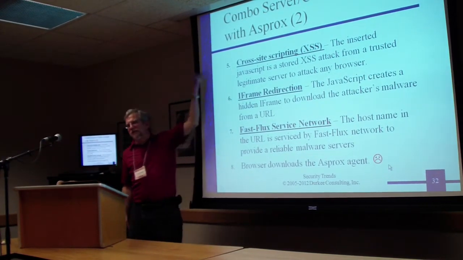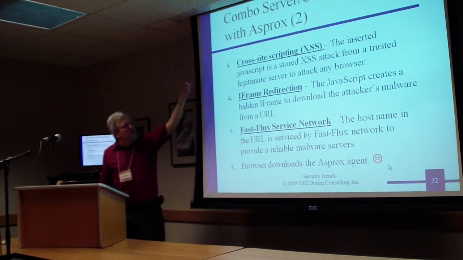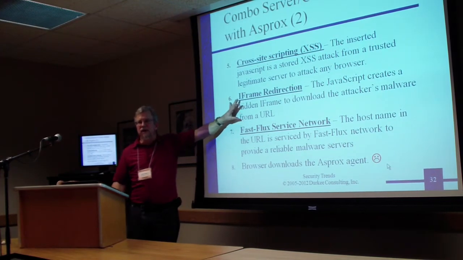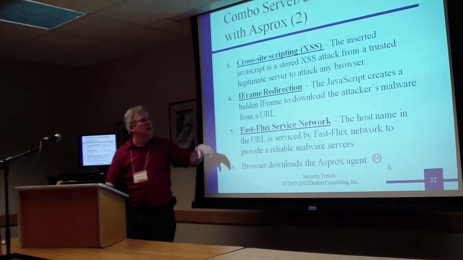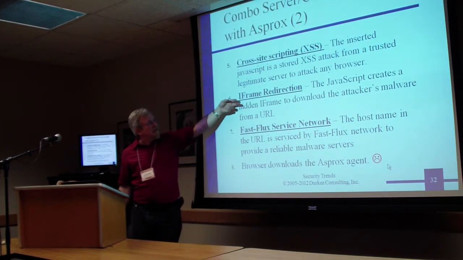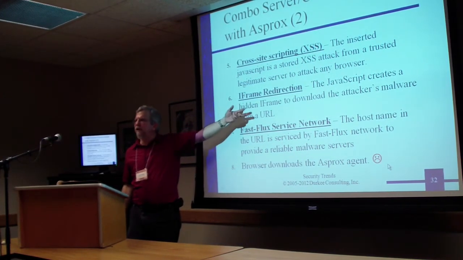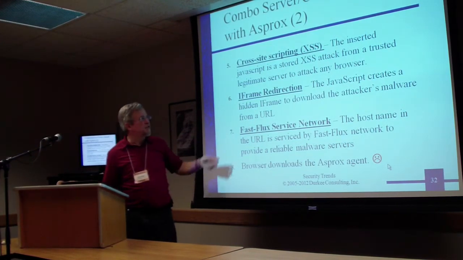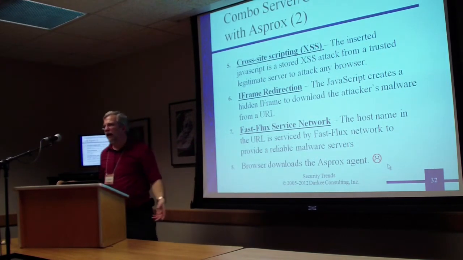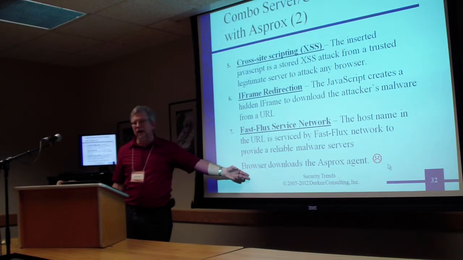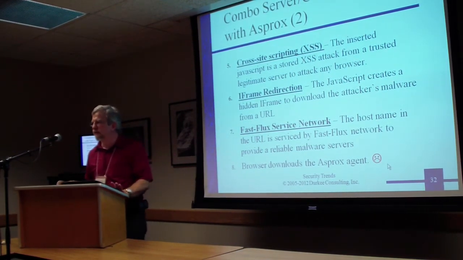The JavaScript then runs in the client browsers and redirects the client browser to download some malware. This is usually done through iframe redirection. An iframe is just a built-in frame on the browser, but it can be made very small and transparent. So basically the JavaScript runs in that iframe, goes out, grabs the malware, downloads the malware, and the malware is installed on the client. And then this tool also uses a fast Flux service network in order to keep the servers redundant. So the browser downloads the askprocs agent at that point, and they become another member of the botnet.